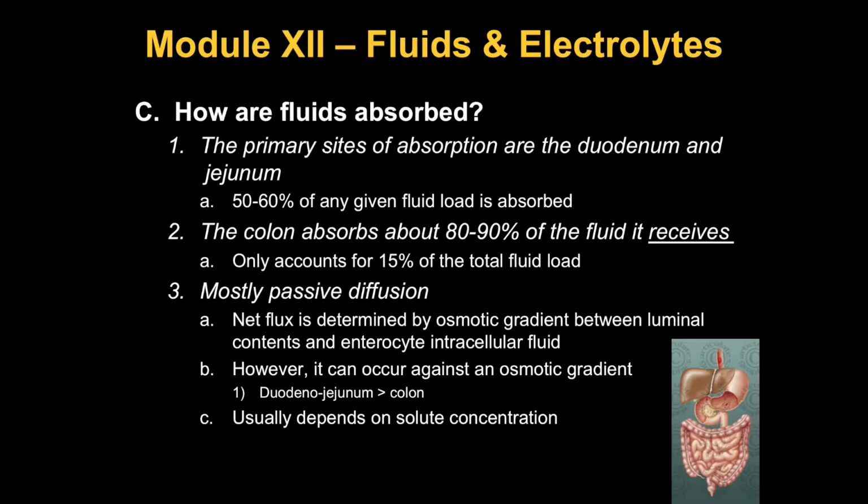So I know that oftentimes it's presented that the large intestine is the area where the majority of fluid is absorbed, but we don't want to forget about the duodenum and jejunum, where we're getting a significant amount of absorption going on as well. So the amount in the large intestine is going to account for about 15% of the total fluid load as far as absorption. So there's a huge amount going on as far as absorption is concerned in the small intestine.